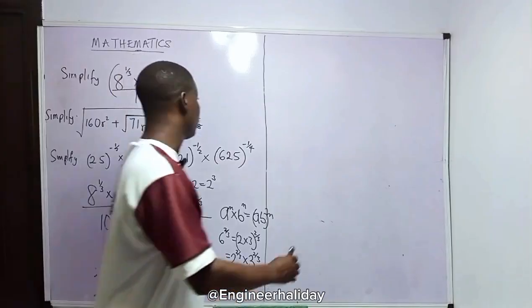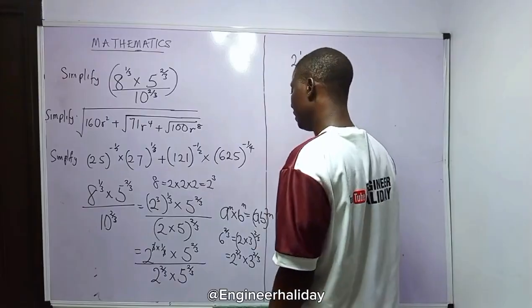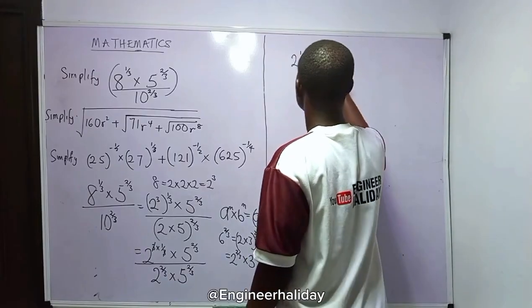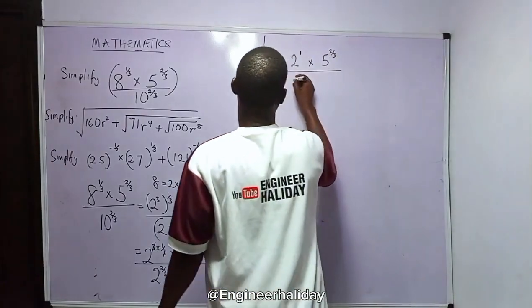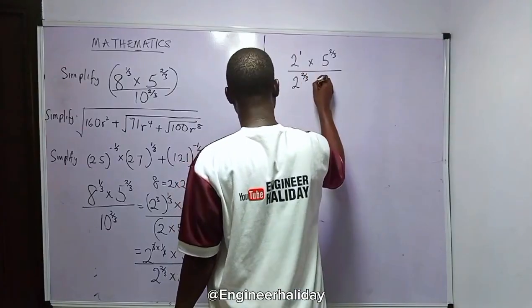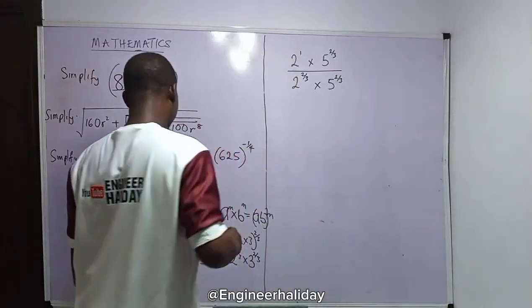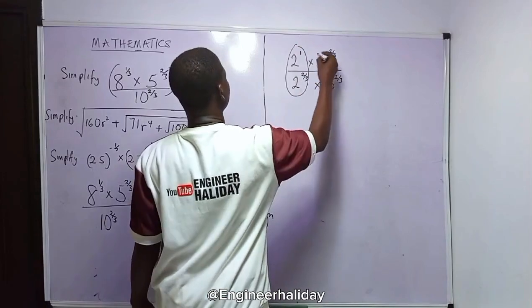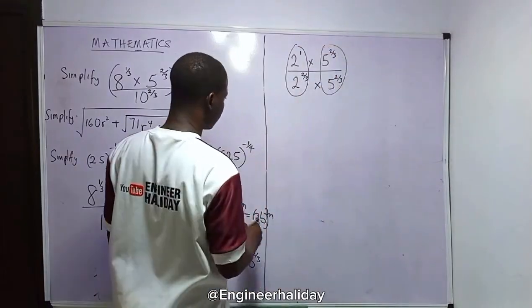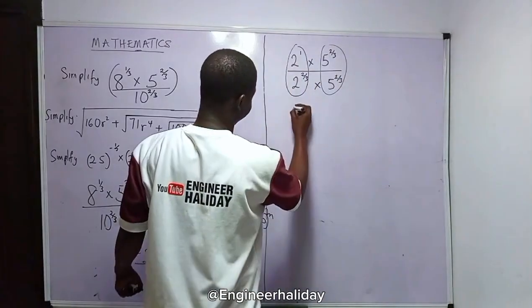We are left with 2 raised to the power of 1 times 5 raised to the power 2/3, divided by 2 raised to the power 2/3 times 5 raised to the power 2/3. I don't think we need to bother ourselves; we'll just take this and take this, reduce this 2, reduce this 2. So what do we have?